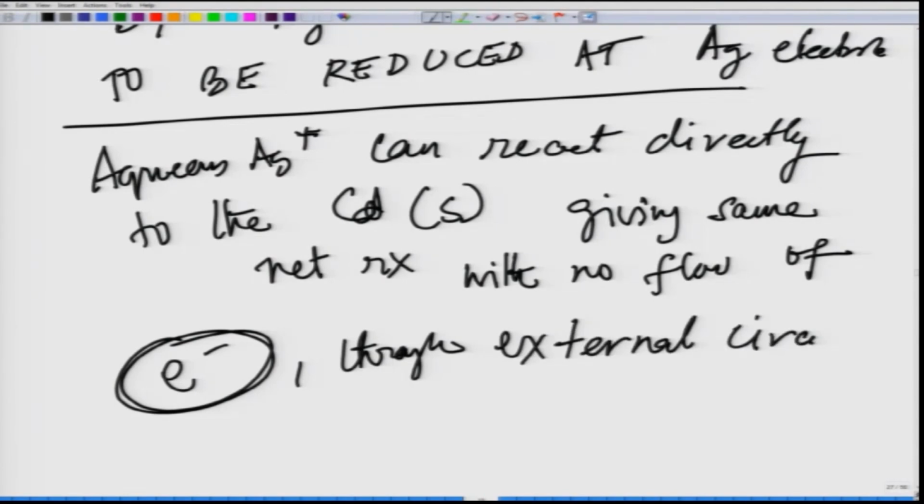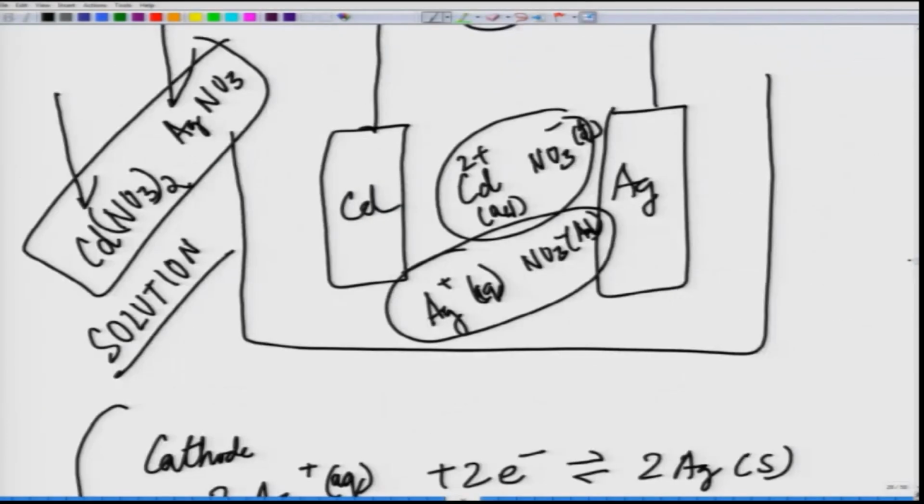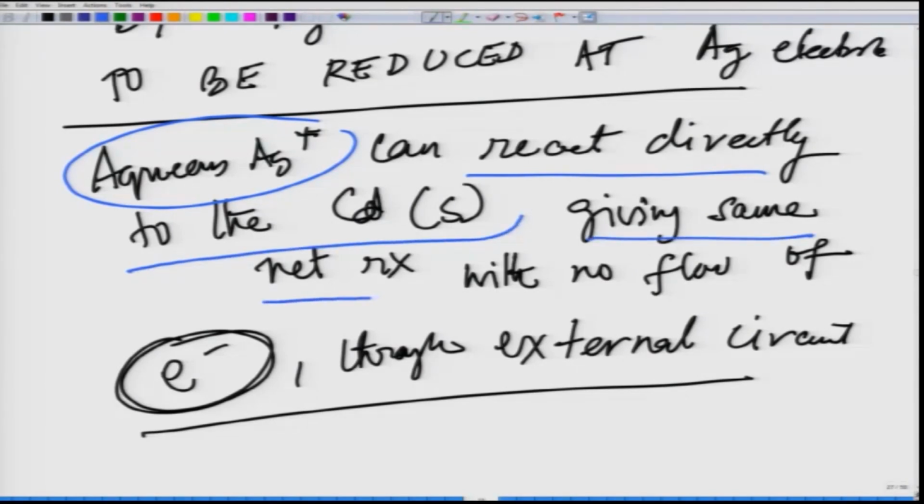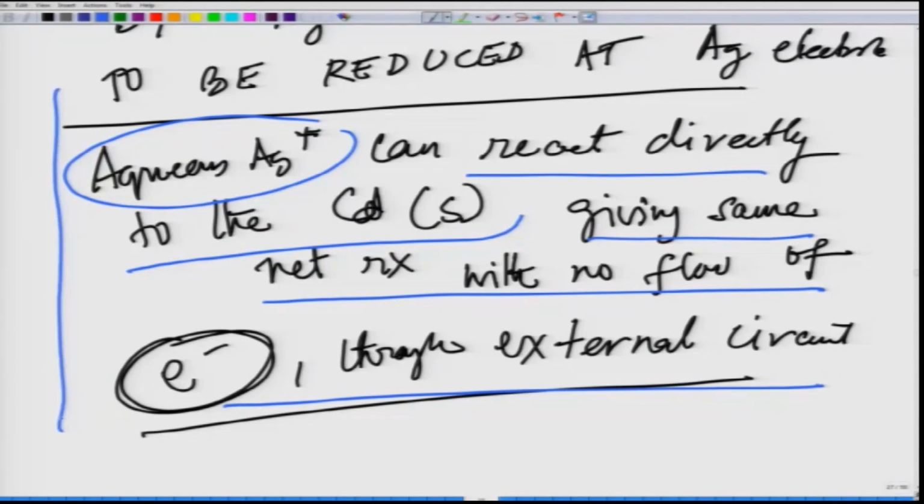This is a classic situation where, if you think of it, the Ag+ which is coming out from here can directly react on the cadmium surface, and that is exactly what I was trying to highlight here. If you look at it, aqueous Ag+ can directly react with the cadmium solid surface, giving the same net reaction with no net flow of electrons through the external circuit. So essentially, this is where the catch is. The cell will not work with a solution containing two different electrolytes.